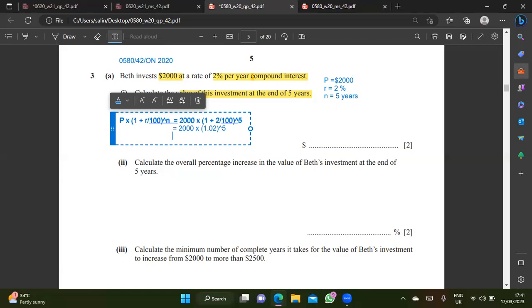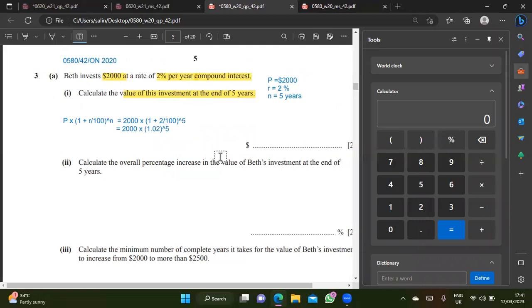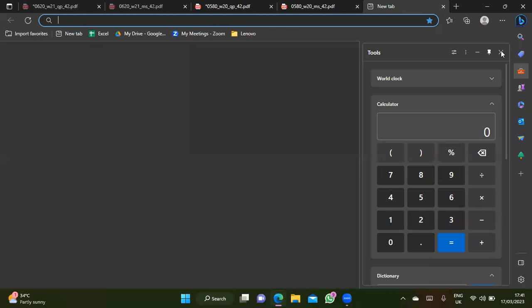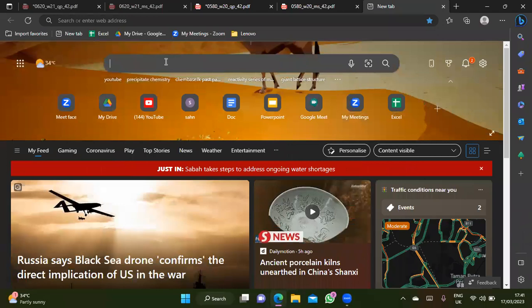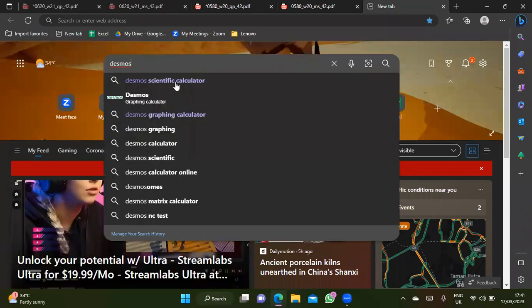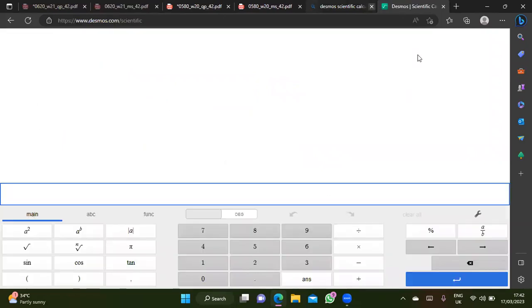Let's see whether I have the calculator here. I don't have the power function here, but we have to use a scientific calculator. I don't have a scientific calculator here. If you can have your scientific calculator, okay, let's just open an online calculator. I like to use Desmos. For practice, we can use the Desmos scientific calculator. Let's say your calculator is out of battery and so on, you can always use the online calculator.